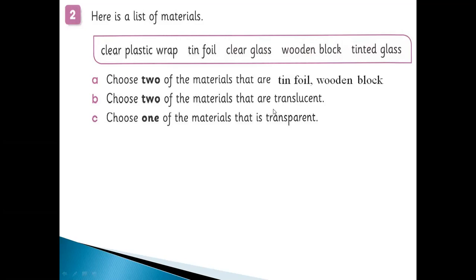Okay, now next, choose two materials that are translucent. Translucent means half the light is blocked, not all. So you need to write here tint glass and plastic wrap. These are translucent, half the light blocked. Choose one of the materials that is transparent. So the remaining one is clear glass. Write clear glass here.